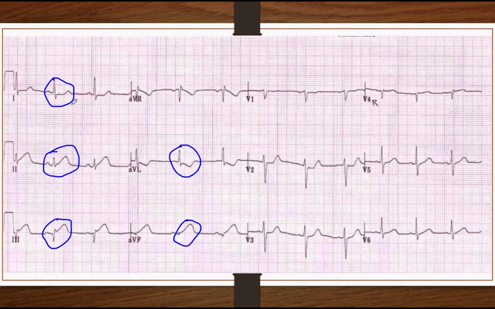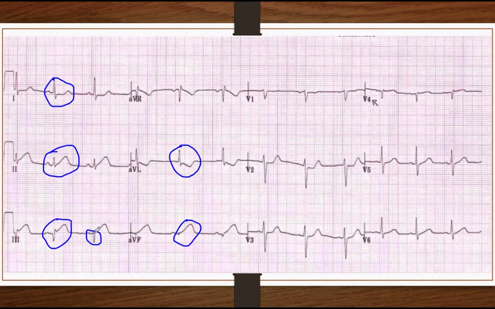Now we can also see that the ST elevation in standard lead 3 is more than the ST elevation in standard lead 2, and so this may suggest a right coronary artery occlusion. There is also an early Q wave formation, or pathological Q, in standard lead 3. If you look at standard lead 3, we can find pathological Q over here. This is what we call pathological Q.